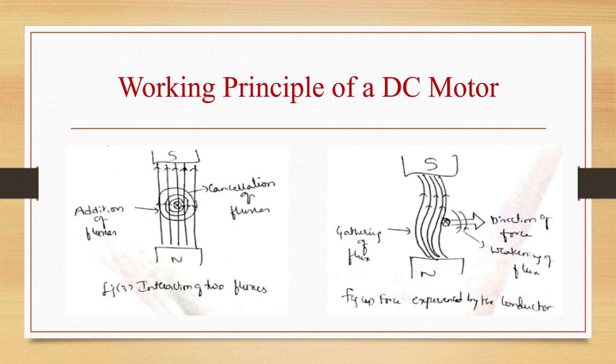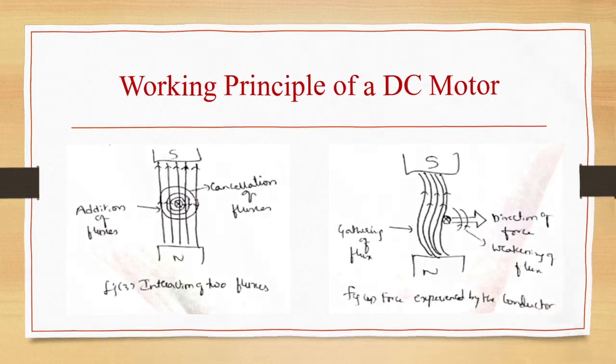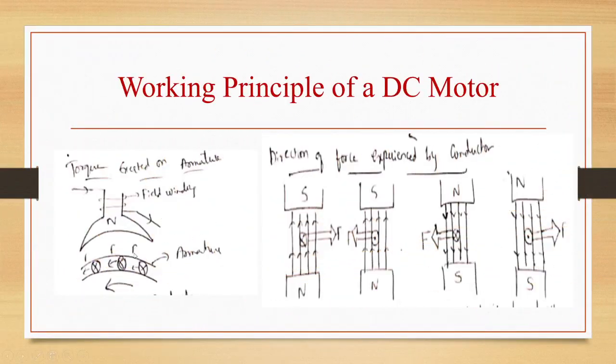So the flux distribution around the conductor will act like a stretched rubber band under tension. On the left hand side we can see that more flux is there, and on the right hand side less flux is there. Weakening of flux on one side, gathering of flux on the other, and this is the direction of force. Mechanical force will be exerted on the conductor, which acts from the high flux density area towards the low flux density area. That is from left to right in this case, as shown in the figure. Now this is the direction of the force experienced by the conductor.